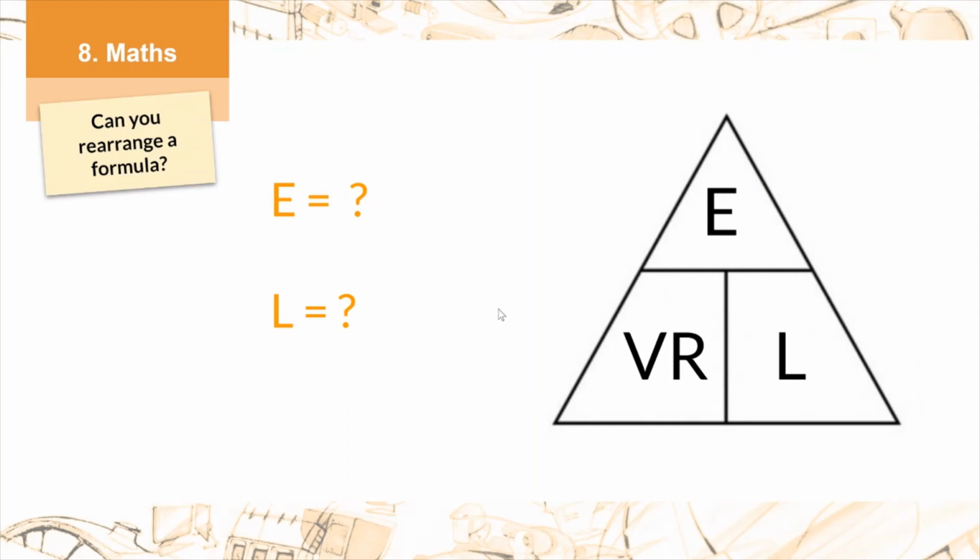Pause here if you're not sure. Right, so E equals VR and L, so that's VR times L, that's the times line, isn't it? So E equals velocity ratio times load, and load equals E over VR, effort divided by velocity ratio. Cool. I'm sure you can do that.